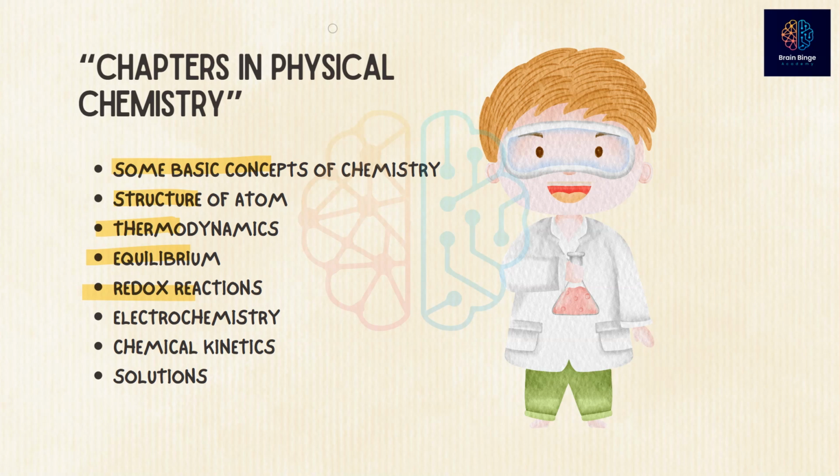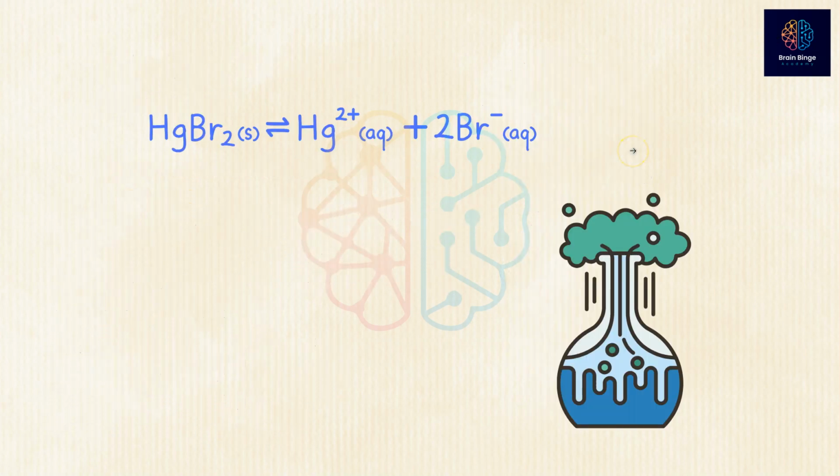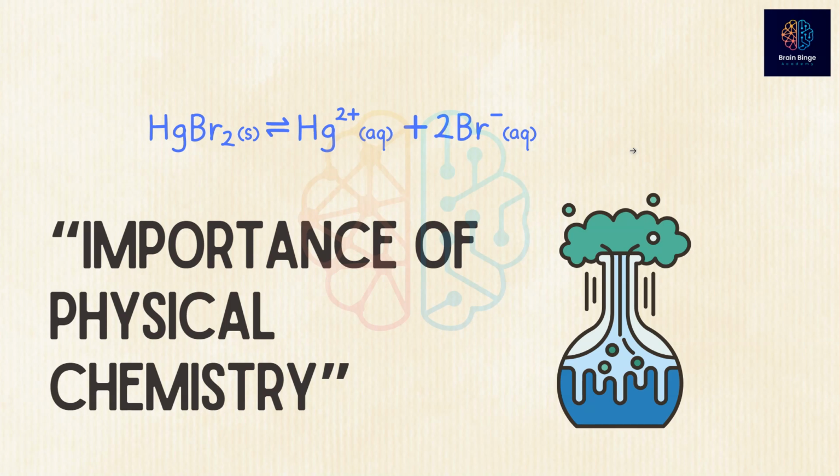And in grade 12 physical chemistry, we'll start studying solutions, and then we'll study electrochemistry and chemical kinetics. These are the 3 chapters we study in physical chemistry, grade 12. And now let's talk about the weightage of physical chemistry. How important is physical chemistry?